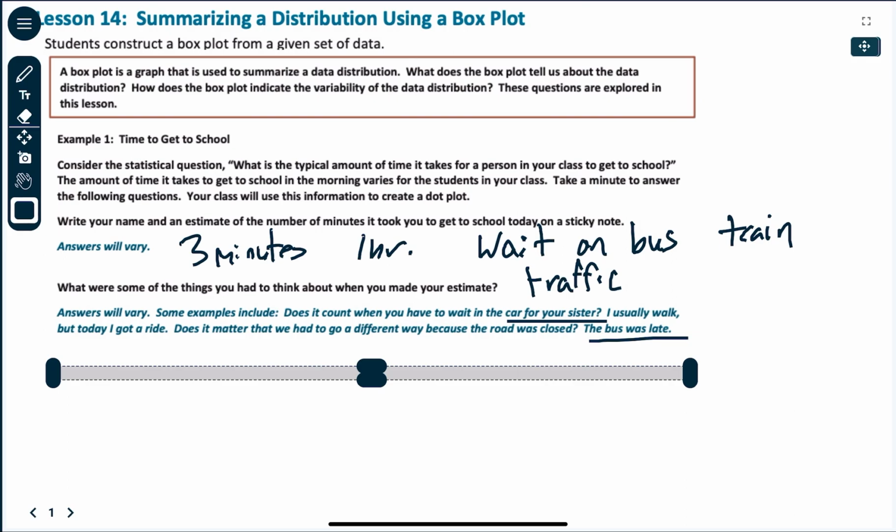But that's the reason why it's considered a statistical question. You're not just going to get one answer. Okay. For me, it takes about a 3-minute walk. But if I have to wait to cross the road for a while, then it may end up being a 4 or 5 minute walk.